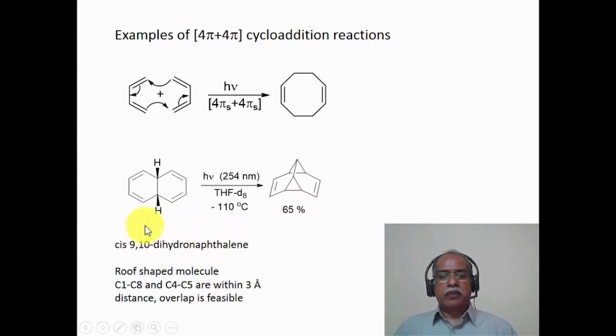This is feasible only because of the fact this molecule has the necessary geometry, which is the roof-shaped geometry, which allows the overlap of carbon 1 and 8 and carbon 4 and 5. So such a facility is necessary probably for involvement of a 4 electron, overall an 8pi electron cycloaddition reaction to give this interesting molecule, which is a polycyclic molecule in this case.